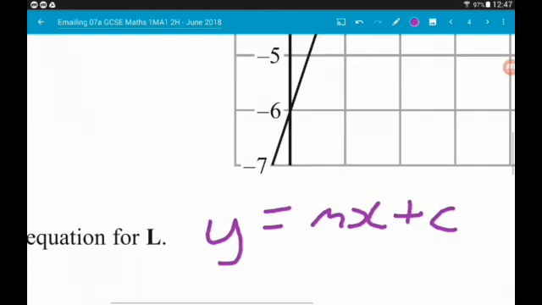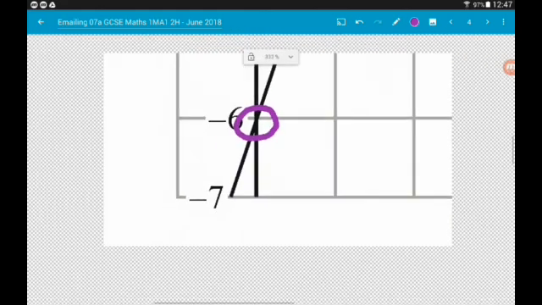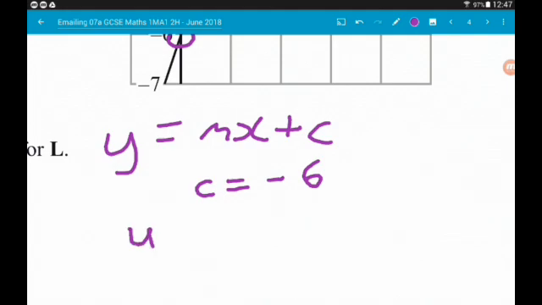So straight away, our y-intercept, we can see here, is minus 6. So that tells us c is minus 6. So up to here, we can say the equation of our line is mx minus 6. So now we need to find the gradient.